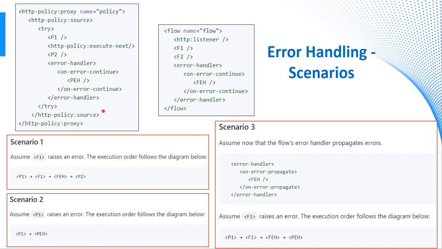Now scenario 3, which I was talking about: if I replace either of these on error continue handlers, then it will generate 500 and propagate that error object to the caller. In this case, for the flow, the caller is the policy, and if it is an on error propagate here, then the caller of this policy is the REST client. So the REST client will see that 500 and the error description. Okay, so let's jump onto the demo part.